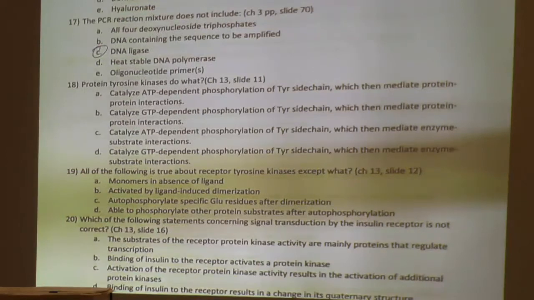Protein tyrosine kinases do what? Protein tyrosine kinases catalyze ATP-dependent phosphorylation of tyrosine side chains, which then mediate protein-protein interactions. So it's going to be A.